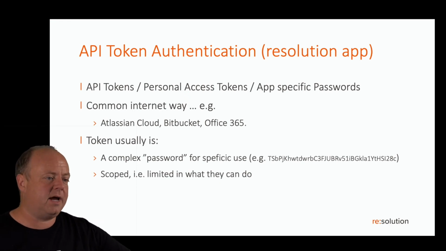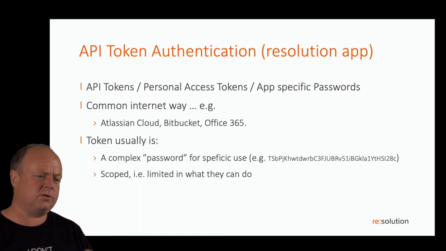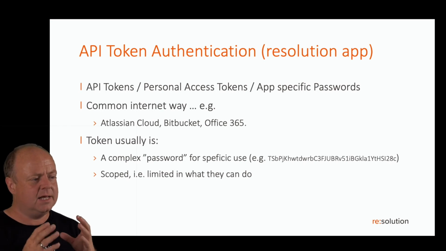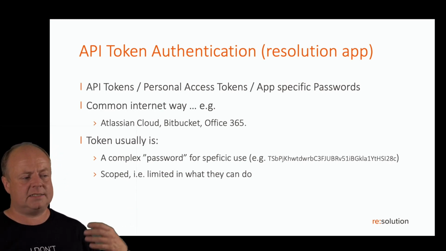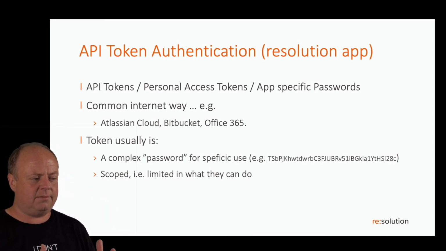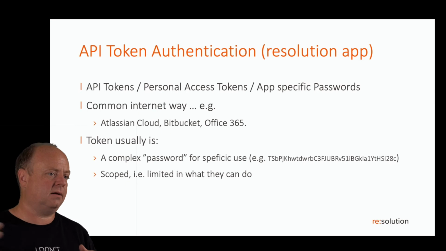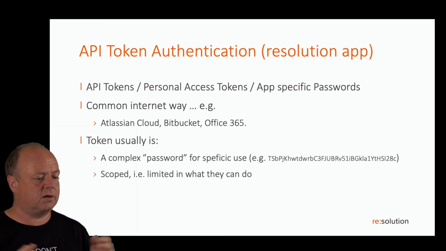The other solution is our API token authentication app that we developed. It basically brings the API token, personal access token, app-specific password, so it's called many names, this kind of concept to Confluence and Jira. It's a pretty common way to solve this problem on the internet. Atlassian Cloud uses it, Bitbucket has it, Office 365, so it's a very common way. A token usually is a very complex password for specific use. So you can have multiple per user account, each dedicated to one function, like integrating with Zapier, or for a particular script. In our case, for example, I believe it's 39 characters, so quite long and quite complex.